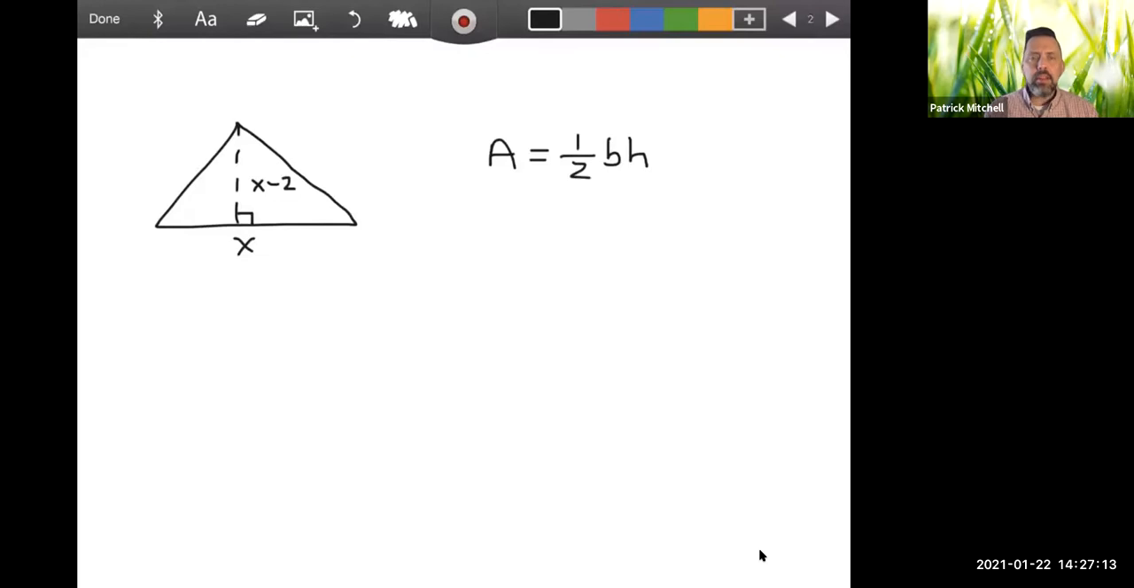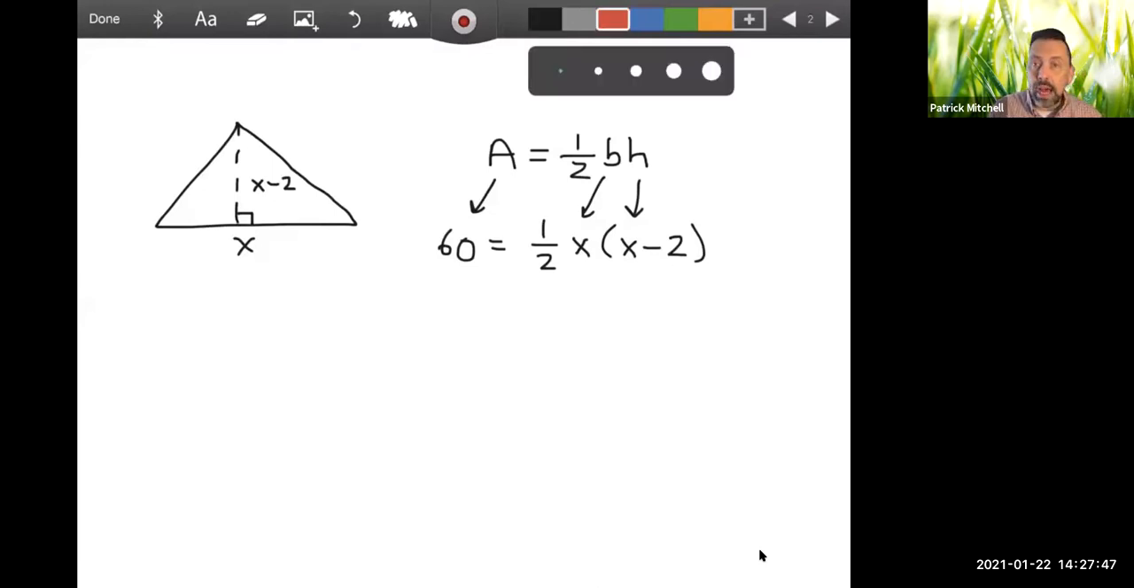All right. So we want to find the length of the base of this triangle. And we're given that the area is 60. And we're calling the base x, and we're calling the height x minus 2. So there we go. All right, now believe it or not, that is a quadratic equation. I think the first thing I'm going to do is let's get rid of that 1/2. And the way that I'm going to do that is I'm going to multiply both sides of the equation by 2.